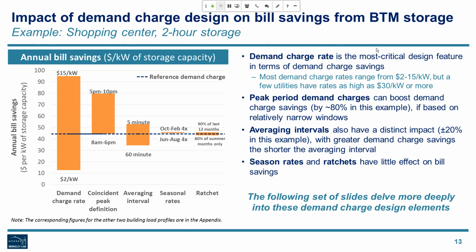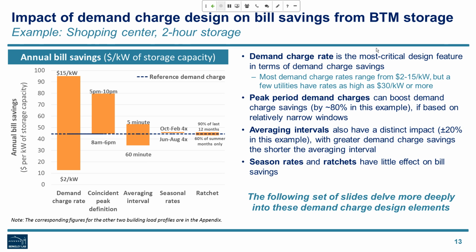So in this slide, we're looking at how the annual bill savings from the demand charge reduction compares for different variations of various demand charge designs as compared to the reference demand charge design. And again, that reference demand charge design is a non-coincident constant demand charge level of $7 per kilowatt.